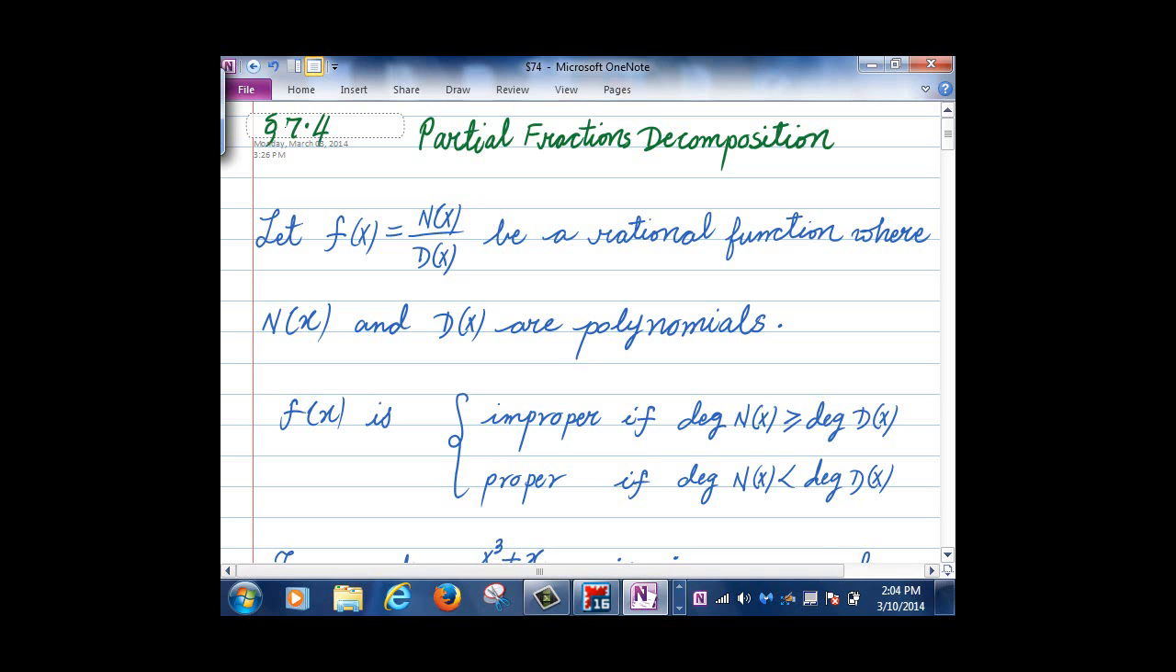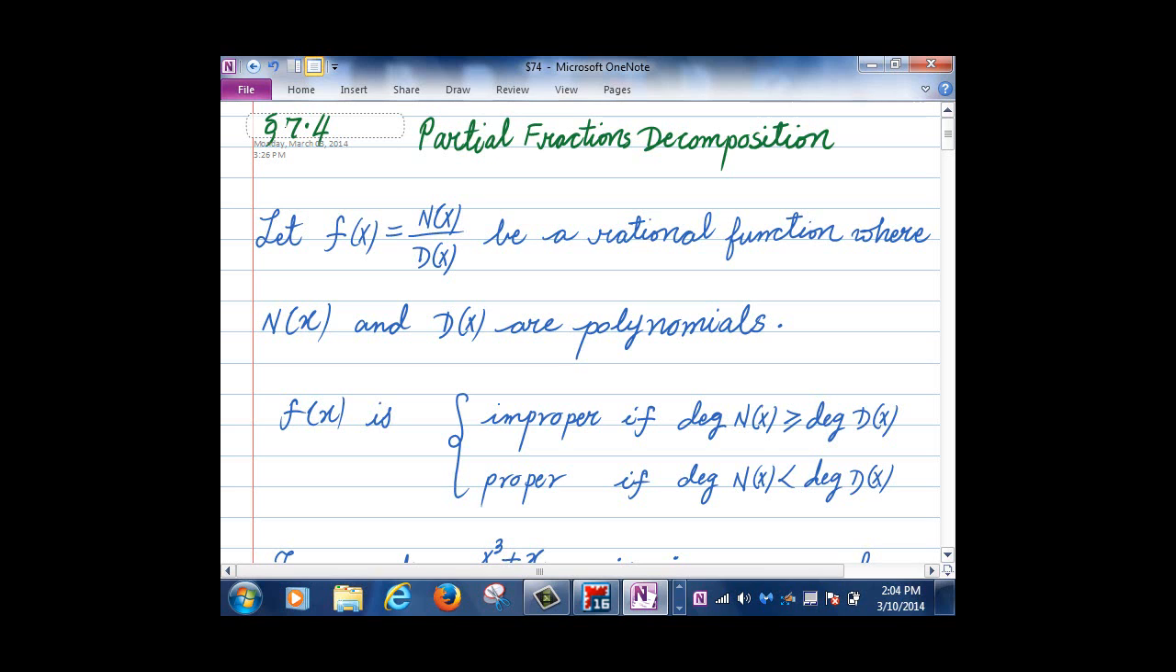Before I start, let me tell you the goal of this section. The goal in this section is that we want to learn how to integrate rational functions. So if I give you any rational function, how would you integrate that rational function? Okay? We have seen how to integrate rational functions in certain cases.